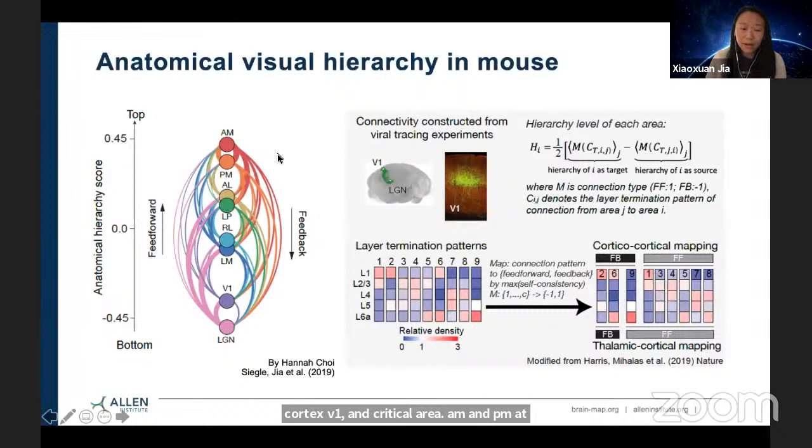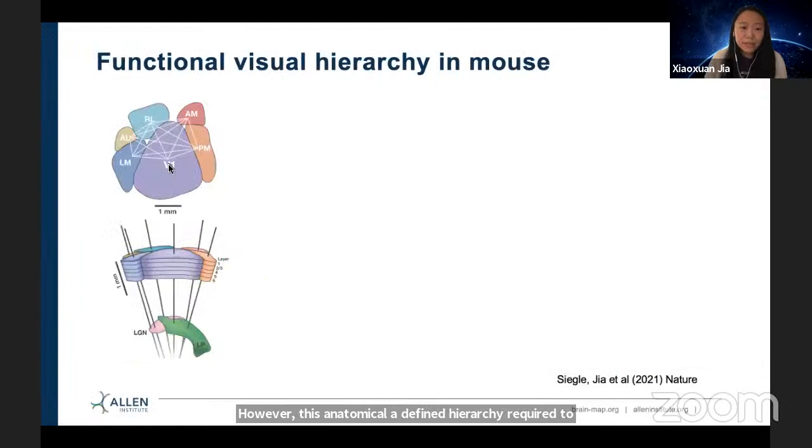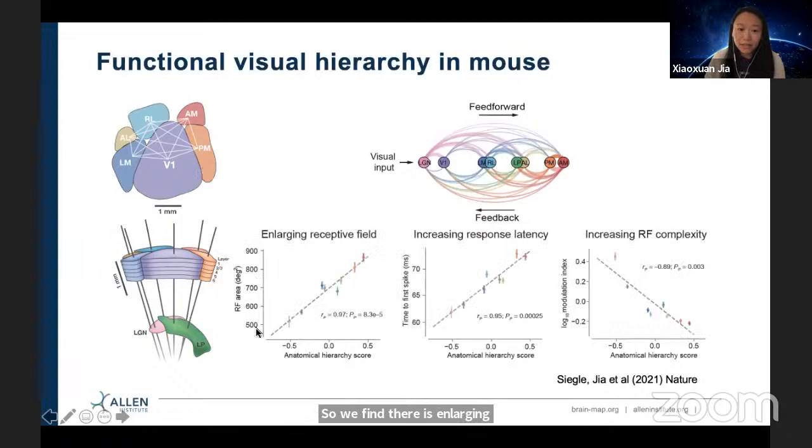However, this anatomically defined hierarchy needs to pass some functional test. With multi-area physiological recording in mouse, we can assess whether there is a functional hierarchy in mouse visual areas. We find enlarging receptive field size, increasing response latency, and increasing receptive field complexity along this anatomically defined hierarchy, suggesting the existence of a functional hierarchy consistent with the anatomical one. In this scatter plot, the x-axis is the anatomical hierarchy score and the y-axis is the functional metrics we measured with electrophysiological recording.